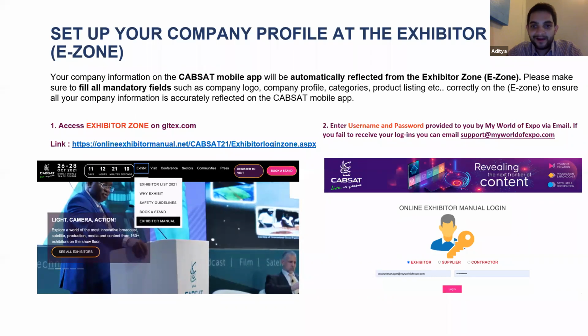So to begin with, you would have received an email from us with your username and password to access the exhibitor zone. In case you haven't received this email, check your junk or spam folders because there are times it could land up there. If not, then feel free to email us at support@myworldofexpo.com, and we will help you get your login details. Once you have received your username and password, you can enter them on the screen you see now and hit the login button.